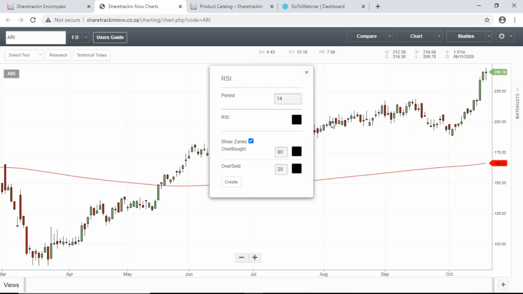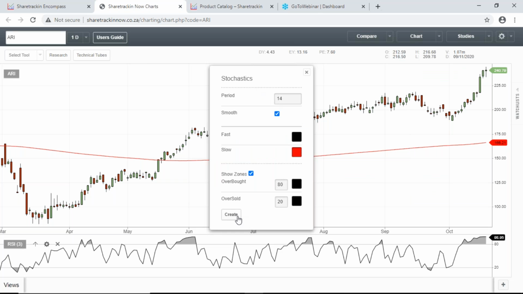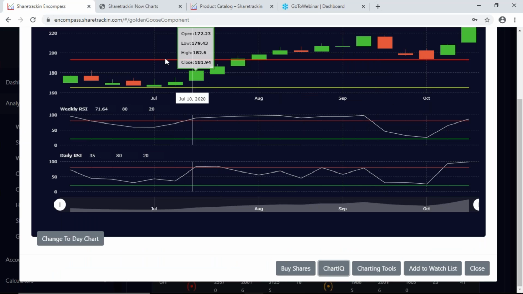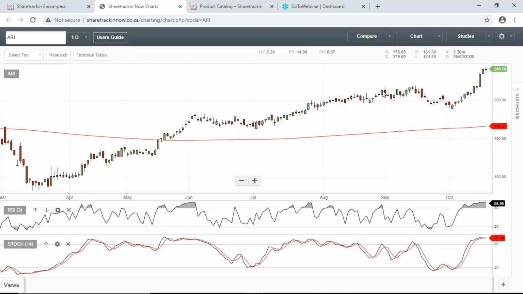As per usual, you can go and add your RSI indicator, and you can also go and add your stochastic oscillator. We usually prefer to use a stochastic as well instead of only the RSI. You can see, for instance, that this ARI has moved for a while now, since it's breached the level. So you can see what the share did since it's breached that level.